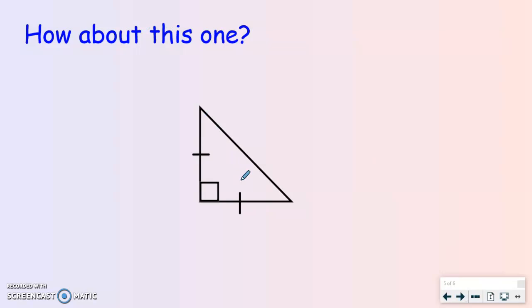How about this one? So here, okay, we've got a lot of little symbols to help us out. We've got the 2 lines here that tell us that these 2 sides are the same length. Okay, but this side is not marked. So we know that this side is not the same length as the other sides. So this one would be isosceles.